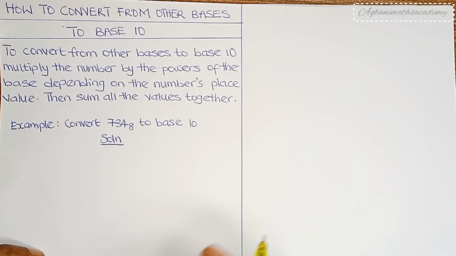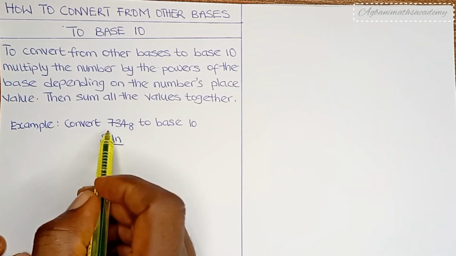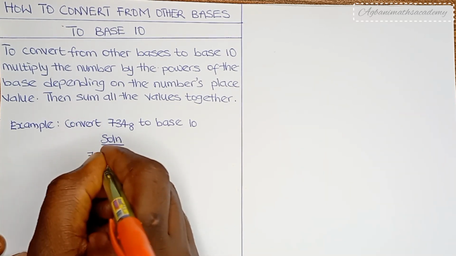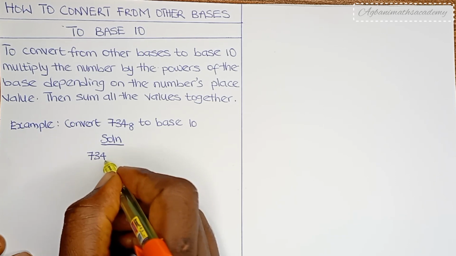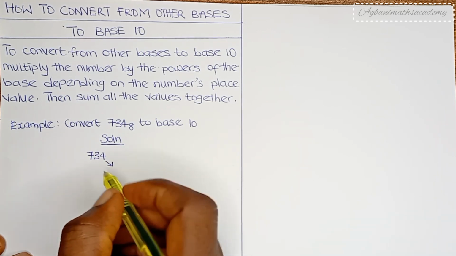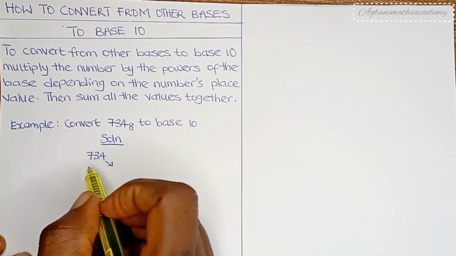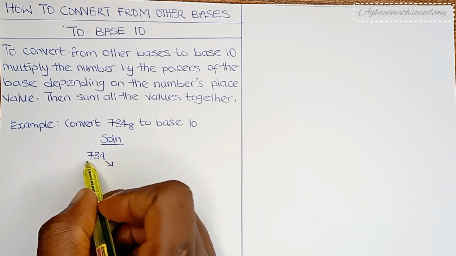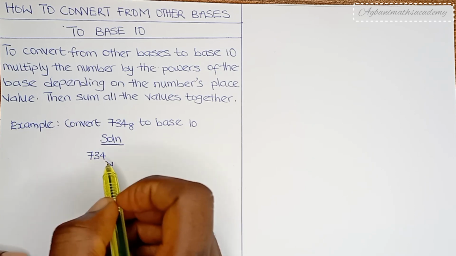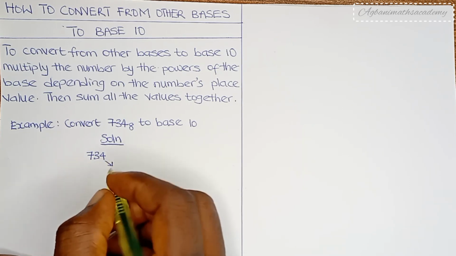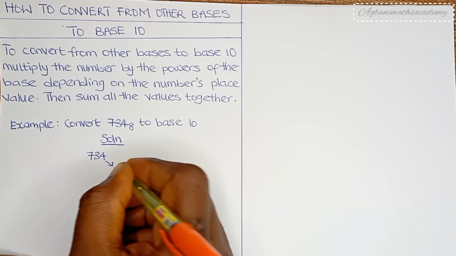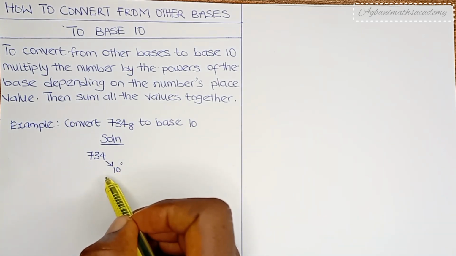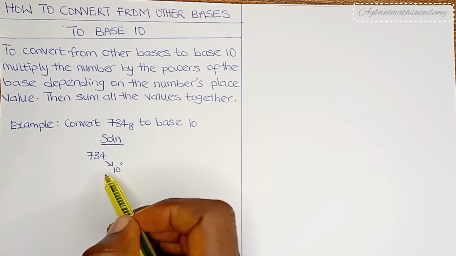Before we go ahead to do that, let's assume that 734 is in base 10. So if you have 734, 4 is in unit, 3 is in tens position, and 7 is in hundred position. That's why we have 734. So for the unit, we have 10 to the power of 0. It's called unit because 10 to the power of 0 is 1. So 1 is a unit, that's singular value.